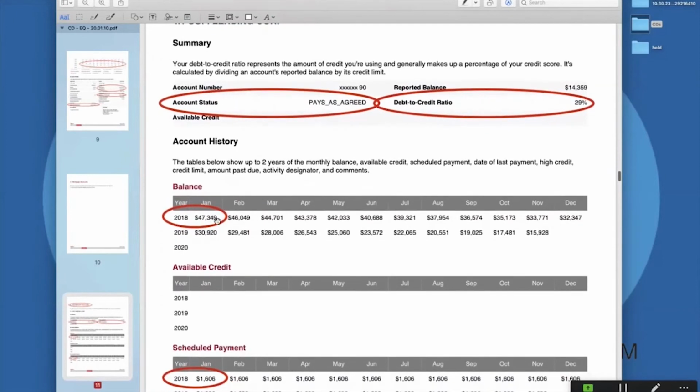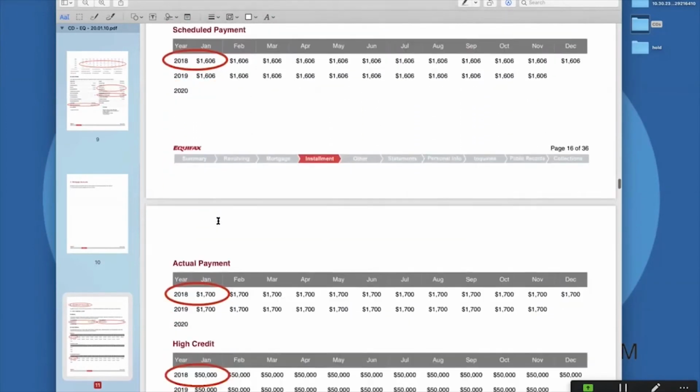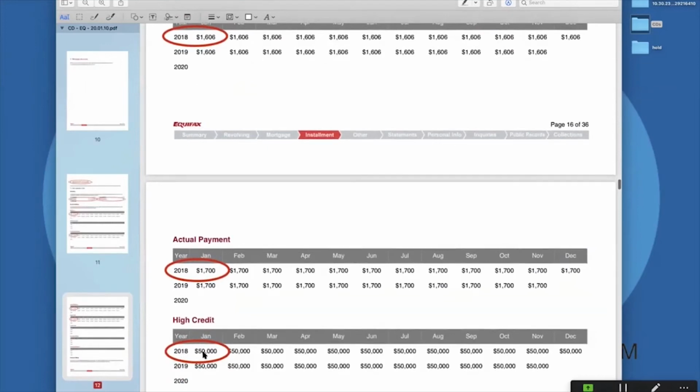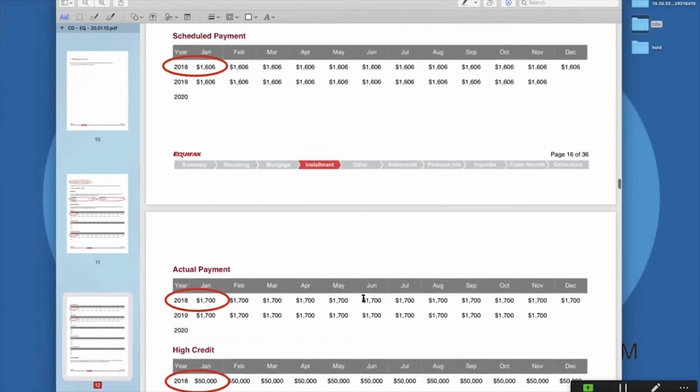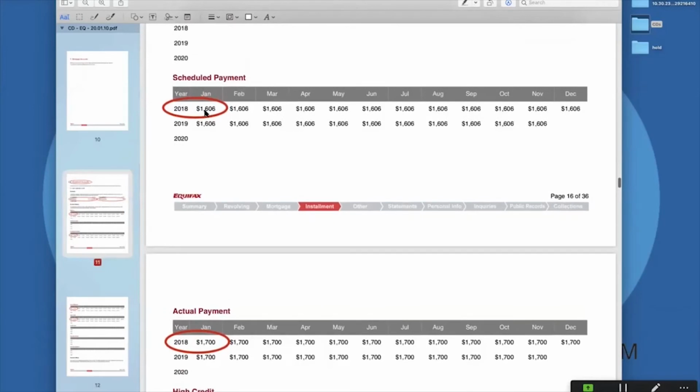Now, notice the balance. So the high credit on installment loans, notice, never changes. It was the original loan amount. So this was a SoFi personal loan for $50,000. The scheduled payment is $1,606, but this client has taken our advice and actually makes a higher payment amount. We always want to make a higher payment amount wherever possible. Again, not here to get you in financial trouble, but wherever possible. Notice that's rounded up $94.